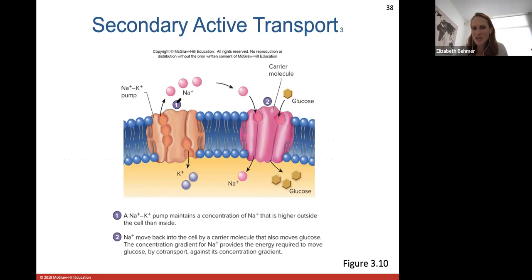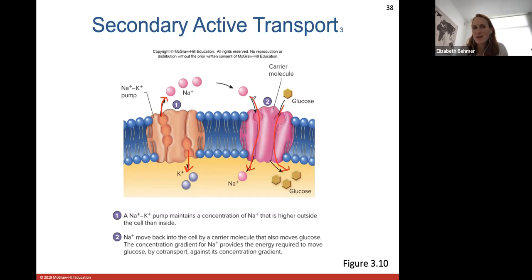So that requires energy to move sodium out of the cell and potassium into the cell. But then the secondary active transport mechanism does not require energy, because this is a co-transport process, a secondary active transport. As sodium moves back into the cell down its concentration gradient, that is the energy that helps to bring in glucose at the same time. So that's why it's called secondary active transport or co-transport.